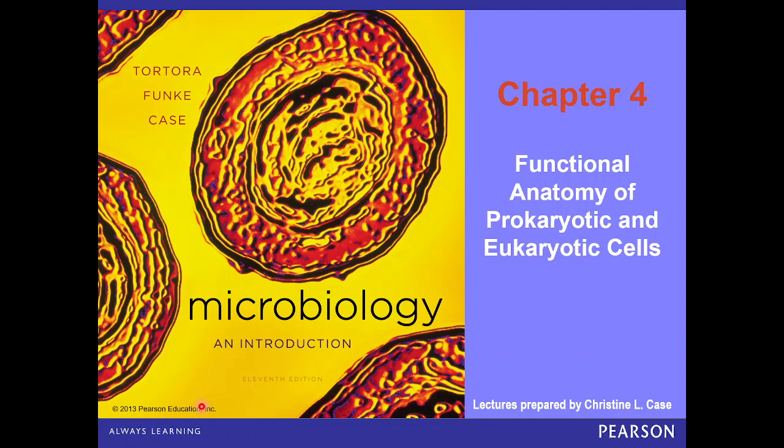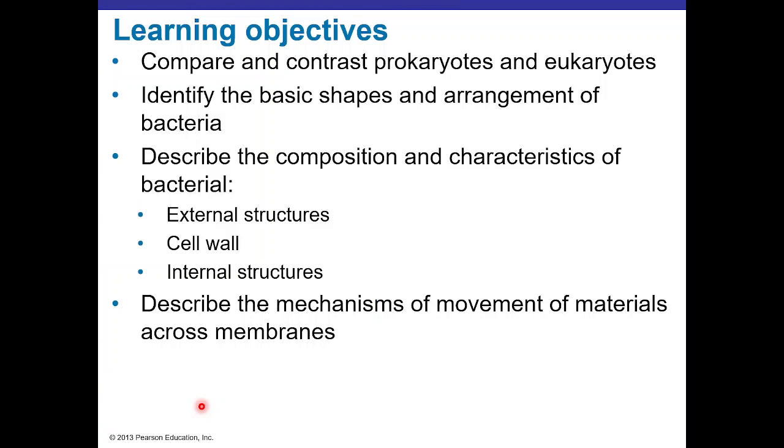Hello. Chapter 4 is about the functional anatomy of prokaryotic and eukaryotic cells. In this chapter, we're going to learn the difference between prokaryotes and eukaryotes and their individual characteristics. We're also going to identify different types of bacteria, their arrangements, and their names, and learn the structures and functions of the bacterial external structures, the cell wall, and the internal structures. We'll see the same for eukaryotic cells, along with the mechanisms for moving materials across the membranes.